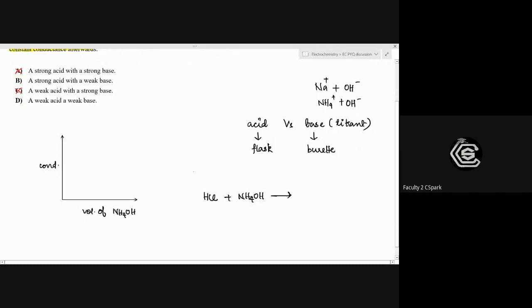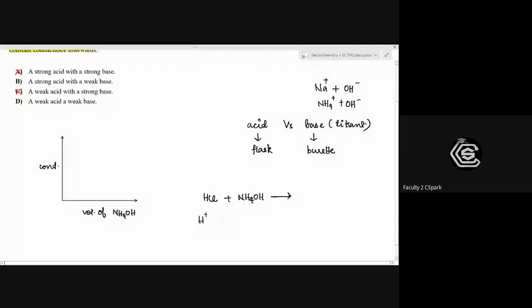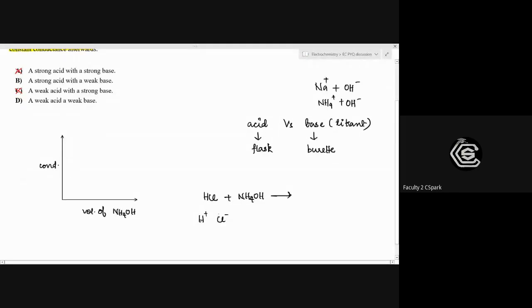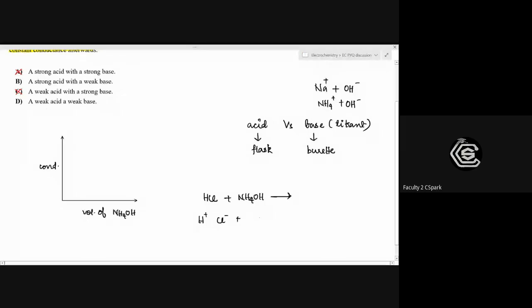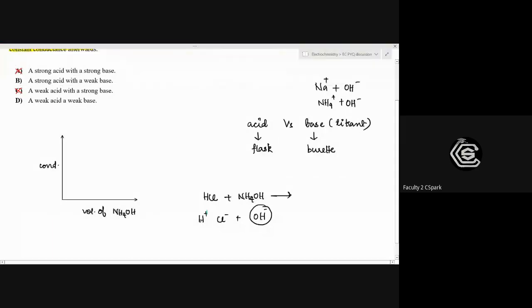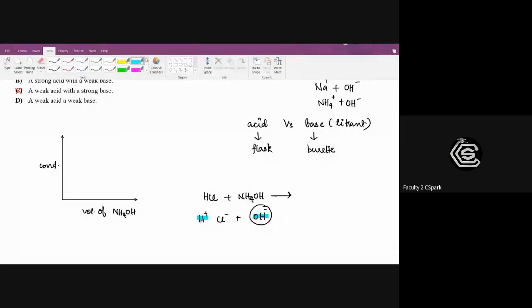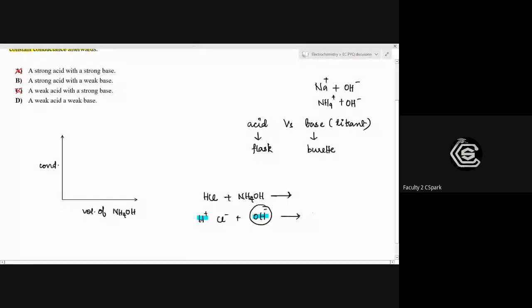So in the conical flask you have HCl, which is very strong, so it will exist as H plus and Cl minus. So there are ample numbers of H plus in the conical flask initially. When you keep on adding this titrant, NH4OH, which is a weak base, it gives OH minus as a result of partial dissociation, right? So the H plus and the OH minus of the weak base will combine to give water.